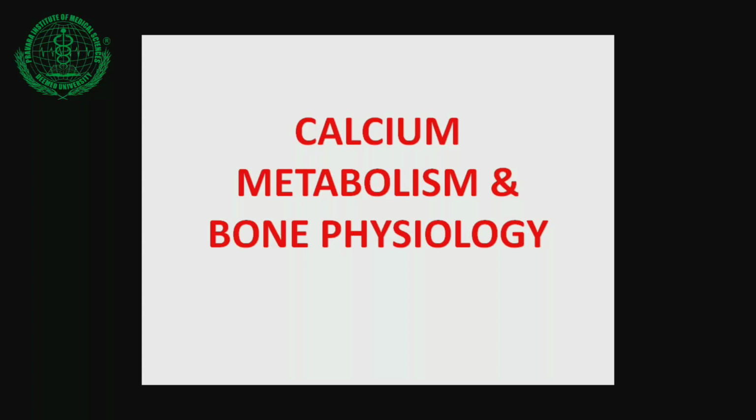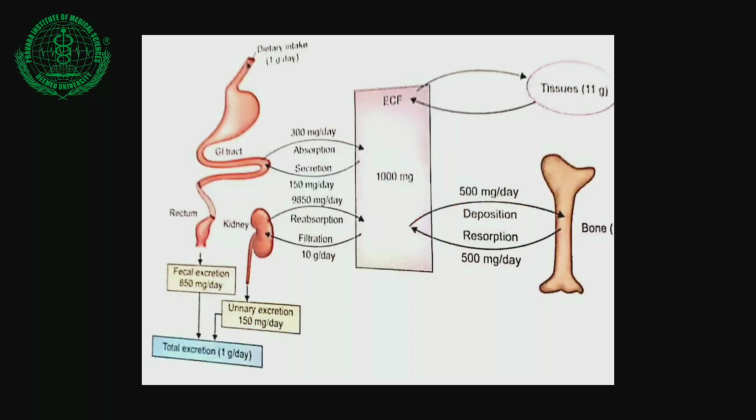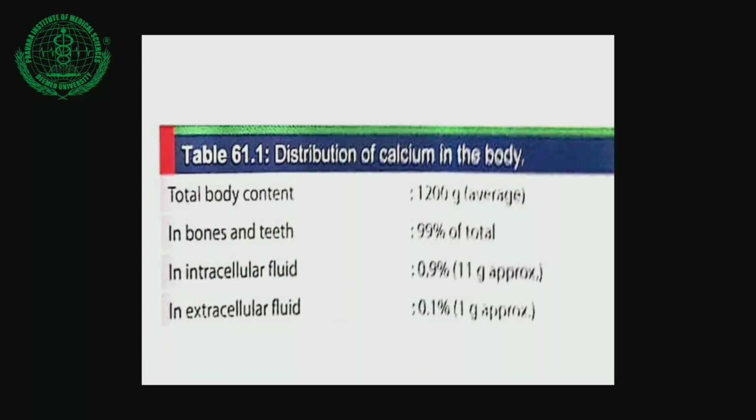So, coming to the topic of calcium metabolism, the distribution of calcium in the body: the total body content is 1200 grams. In bones and teeth, it is 99%. In intracellular fluid, it is 0.9%. In extracellular fluid, it is 0.1%. So this is how the calcium is distributed in the body. The normal calcium level is 9 to 11 milligram per 100 ml.